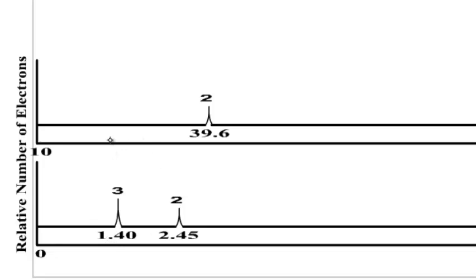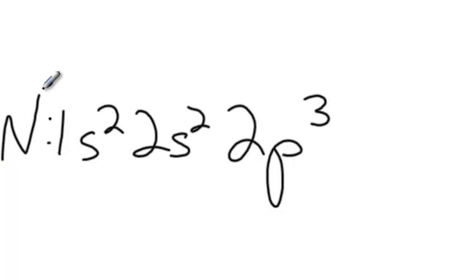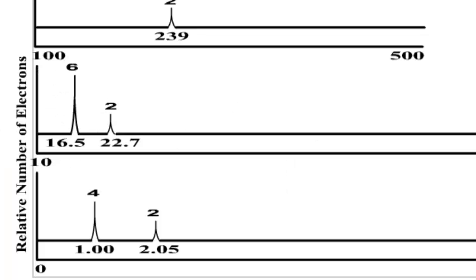So my electron configuration must be 1s2, 2s2, 2p3. Which element is that? It's nitrogen. So that's a question they could ask you. Or, you pick another element.